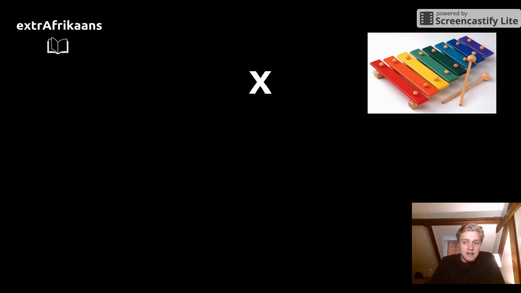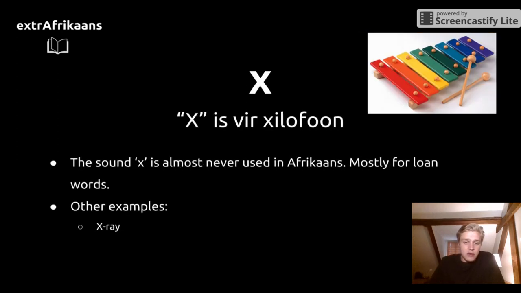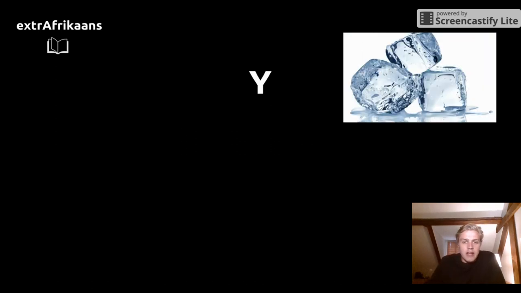Next, we've got x. X is for xylophone. The sound x is almost never used in Afrikaans, mostly for loan words like this weird word, xylophone. And other examples would be like X-ray, so on. Clearly foreign words.